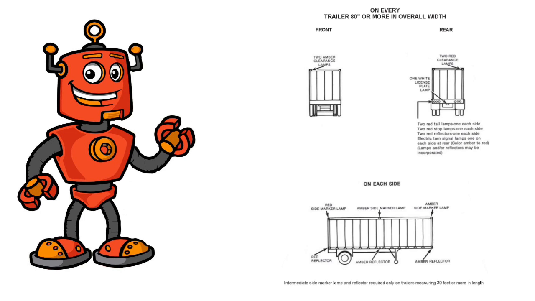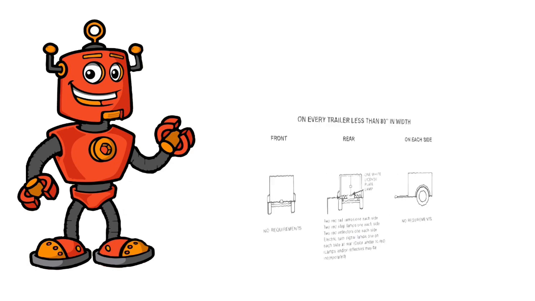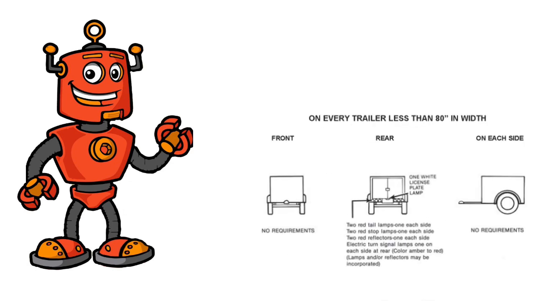trailer. Red side marker lamp, red reflector, amber side marker lamp, and amber reflector must be mounted on the side of the trailer. An additional intermediate side marker lamp and reflector is required only on trailers measuring 30 feet or more in length. Next, lights and reflectors required on every trailer that is less than 80 inches in width.